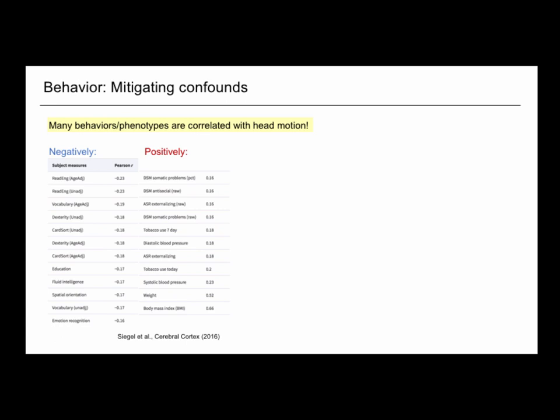So the subjects that are more compliant or had less head motion in the scanner also tended to do better on the out-of-scanner cognitive performance measures. Some of the things that correlated positively with head motion included things like BMI or other physical health measures. And so this is something that's pretty pervasive, and there's ways of dealing with it, but it's important to check for these types of correlations.